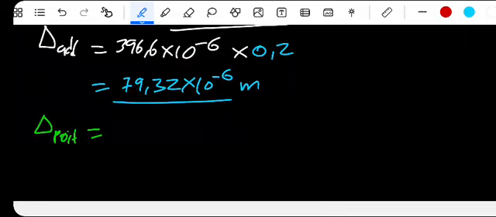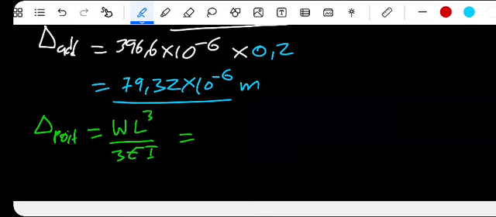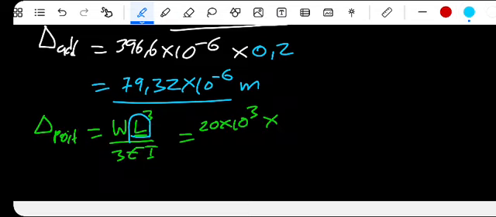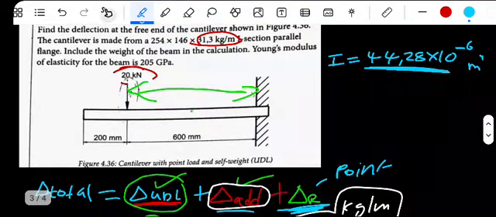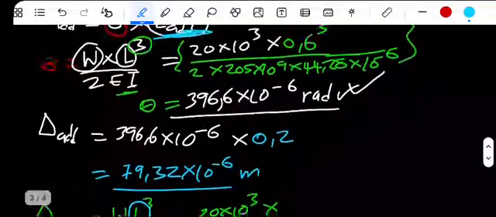We have W, our point load, multiplied by length, and that length must be raised to the power of 3, divided by 3EI. These are formulas you must know, where E is the Young modulus multiplied by I. So what is the weight for the point load? It's 20 times 10 to the power of 3 multiplied by the length. Remember, from this point load till there, this distance is 600 millimeters, same as 0.6.